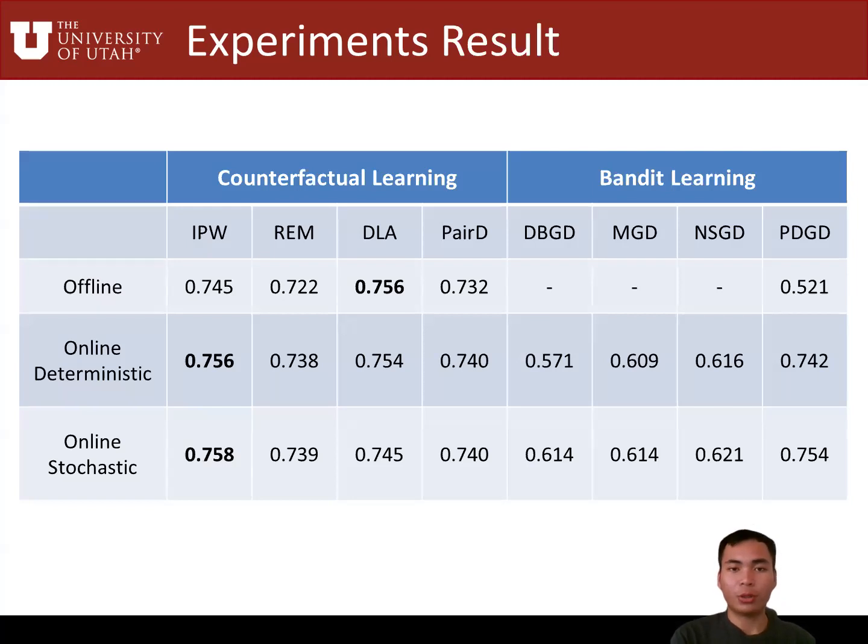As you can see from the results, it is pretty consistent with the results in other papers, where with offline learning to rank, the dual learning algorithm and the inverse propensity weight are the top 2 learning algorithms. For online deterministic and online stochastic, IPW and DLA are the top performing algorithms. For online stochastic, the PDGD also performed pretty well.